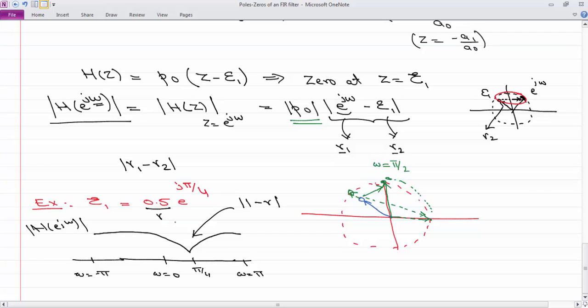So by placing the 0 appropriately, you can figure out what you want to do with your frequencies. For example, if you are interested in eliminating just one frequency in your system, which is pi by 4, what you should do is put a 0 at e to the j pi by 4, right? And you will have a filter which kills the pi by 4 frequency.